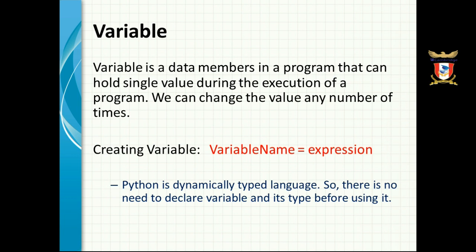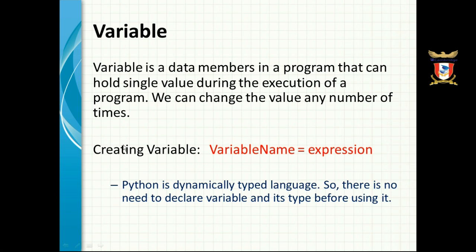A variable is a data member in a program that can hold a single value during execution of the program. We can change the value of a variable any number of times during execution. That means a variable is a data member that holds a single value, either accepted from the user or directly assigned, and it is used to store that value during the execution of a program only. When we close or stop the program, the variable is automatically removed from memory.